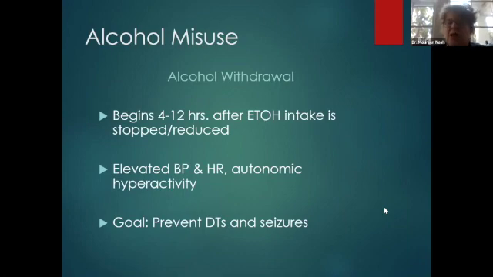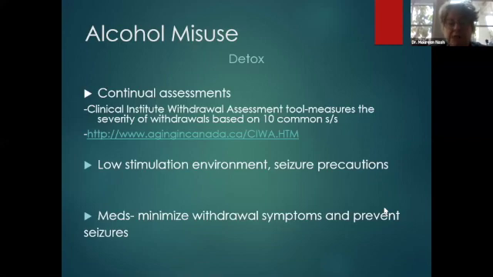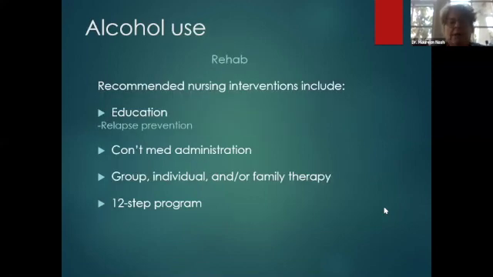Alcohol withdrawal. One of the reasons that people focus on alcohol withdrawal so much is because it is truly life-threatening. Fortunately, withdrawal from most substances, although uncomfortable, is not life-threatening, whereas alcohol withdrawal can be life-threatening. Detox, there's multiple detox procedures. And then relapse, rehabilitation.